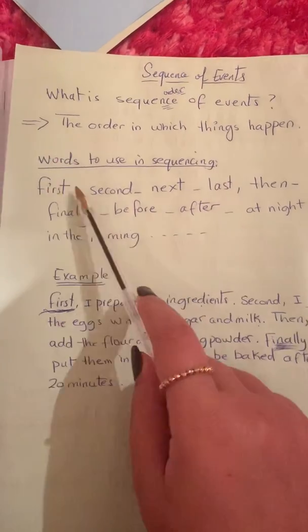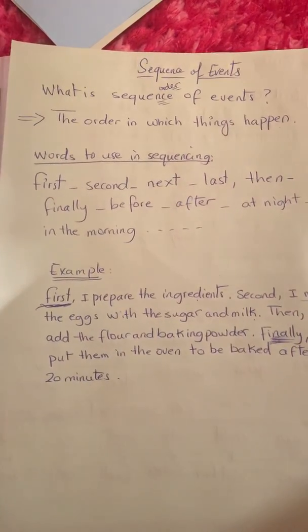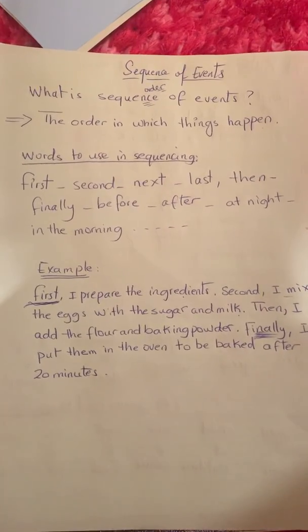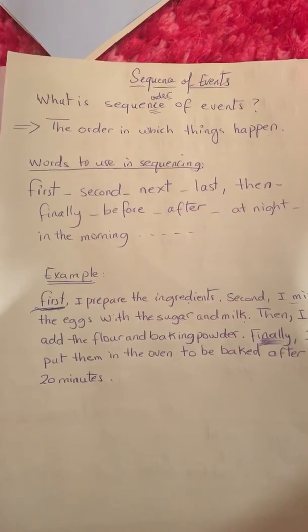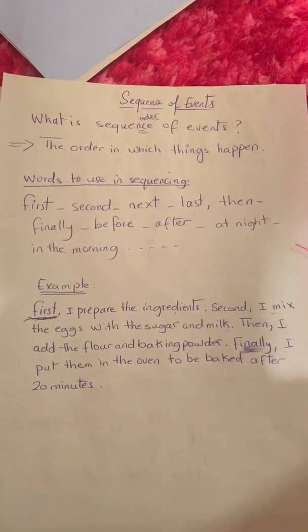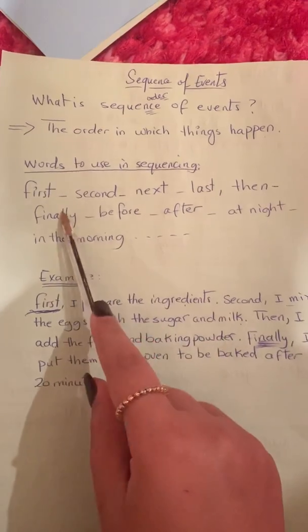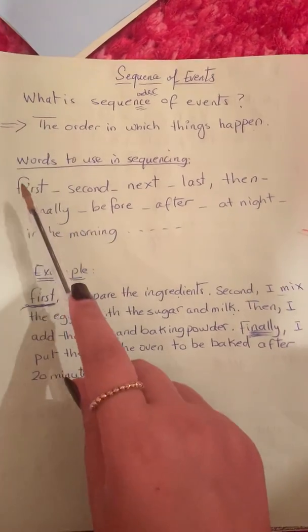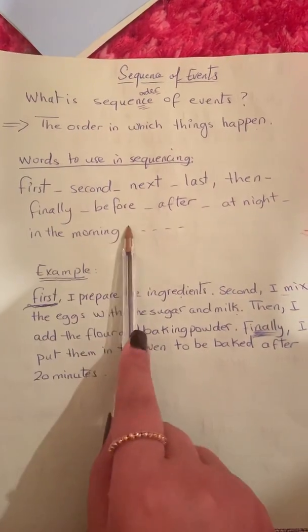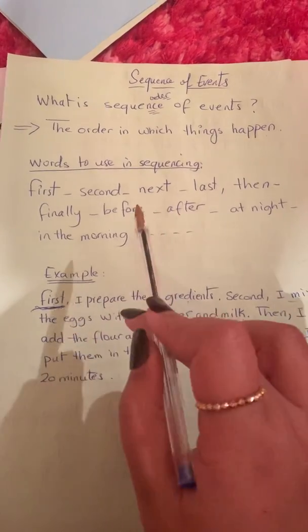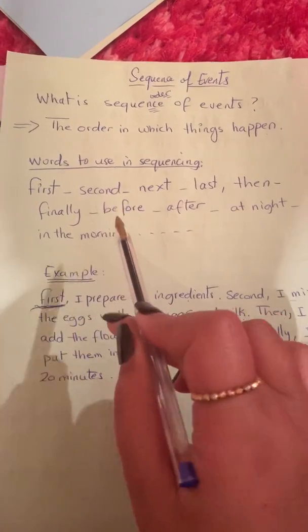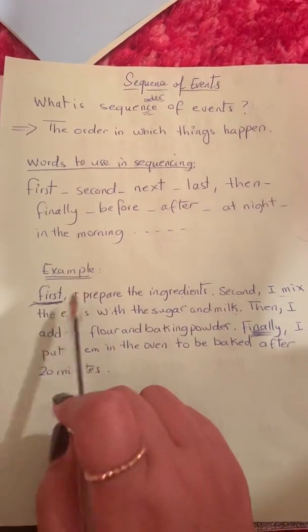Okay, the words to use in sequencing when you want to put events in order. You usually use clue words to show the sequence, to show what happened first, what happened second, what happened then, what happened later, what happened in the end. So these are some of the clue words that we might use: first, second, next, last, then, finally, before, after, at night, in the morning. All these show the time of doing an action, the time of happening of an event. Okay, let's have an example here.